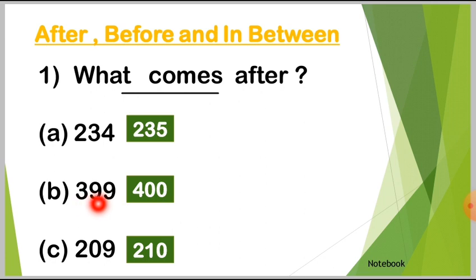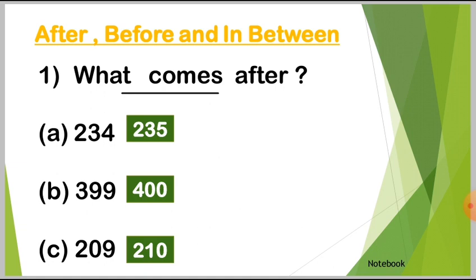Now next is 399, isn't it? So after 99 it is 100, isn't it? So 1 we can add with the number 3 and it becomes 400. Okay. So after 399 the number is 400. Now after 209, which number comes?